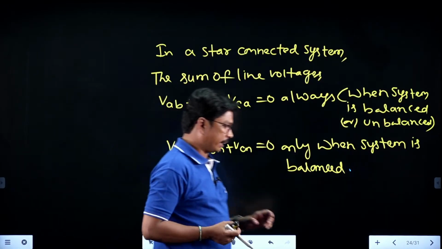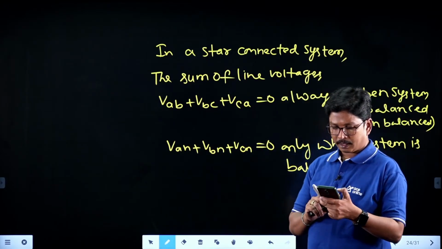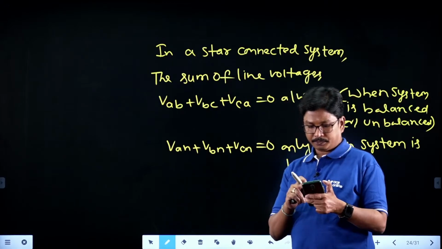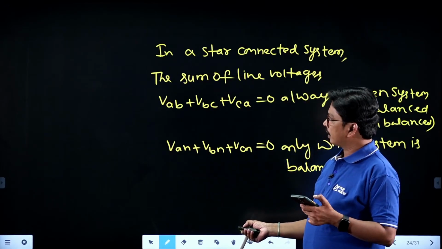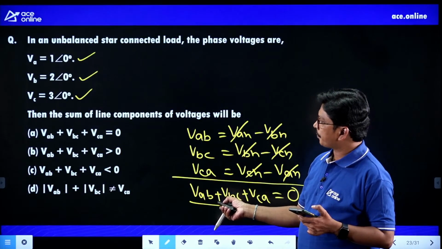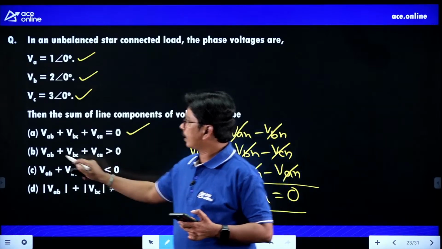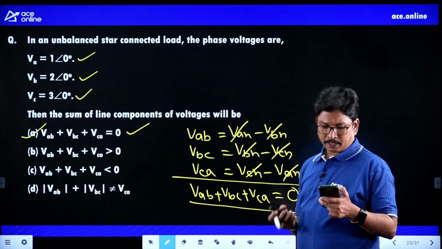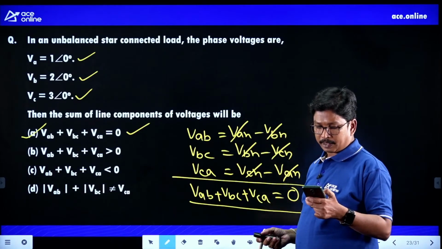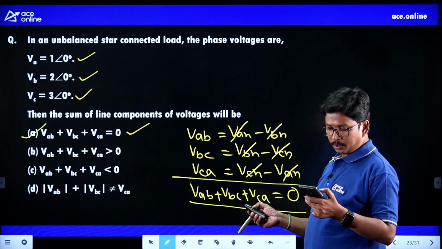Clear, students? I think it is clear for you, right? So please check it. So this is the condition we are having. So what is the correct answer? The first option, option A, is the perfect answer. Option A is the perfect answer. Please check it. Very good, very good.